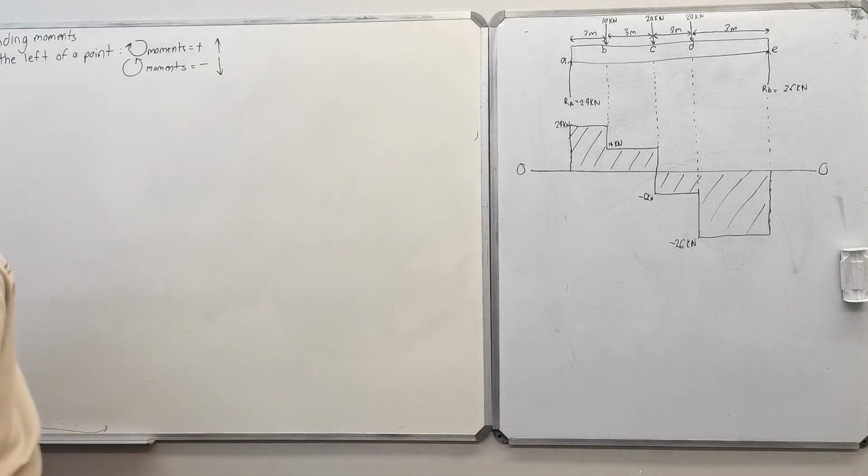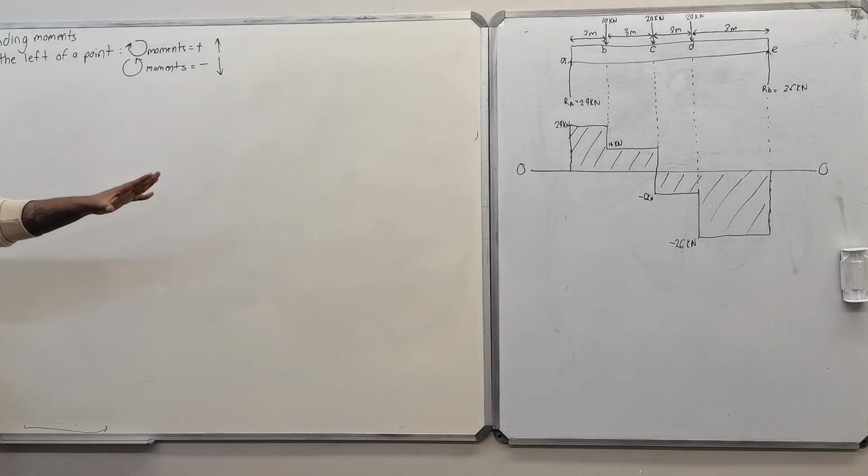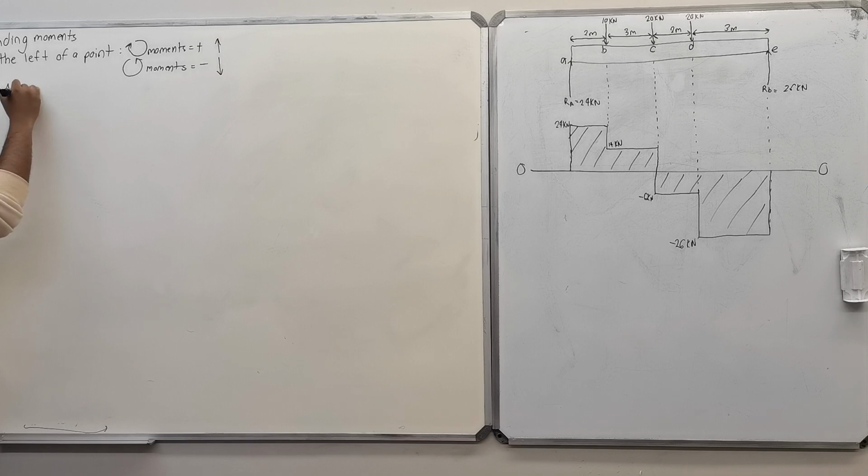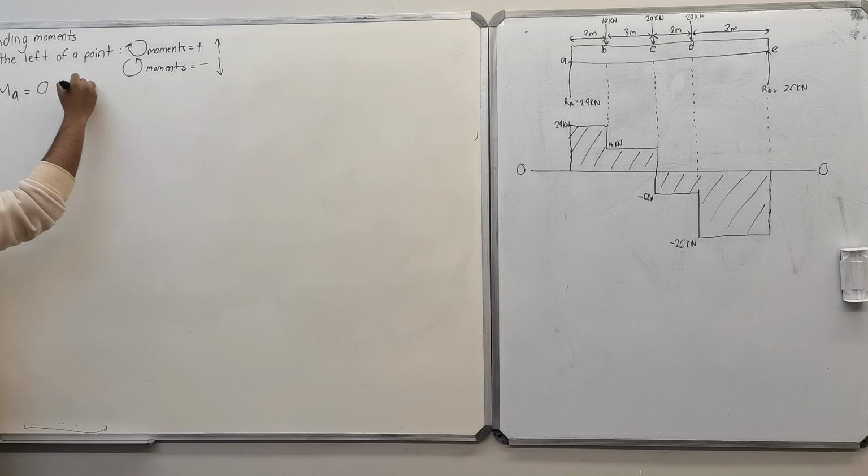Now you need to work out the bending moment at each point. I will start with the bending moment at A. What is to the left of A? Nothing. So what will be the bending moment at A? 0. So this will be 0 kilonewton meters. Bending moment at B.